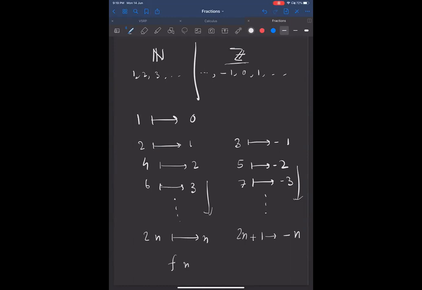So how to write the function f(n)? You write f(n) as 0 when n equals 1, k when n equals 2k, and minus k when n equals 2k plus 1, where k is a natural number. This is the way we write the function.